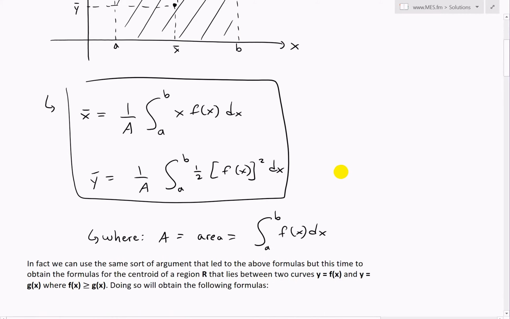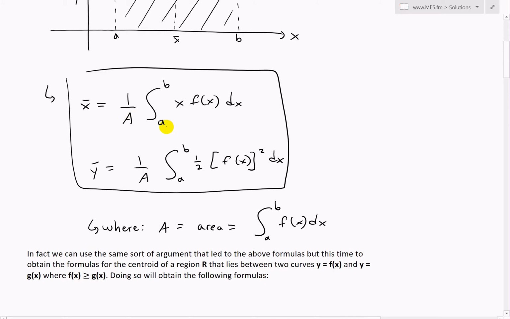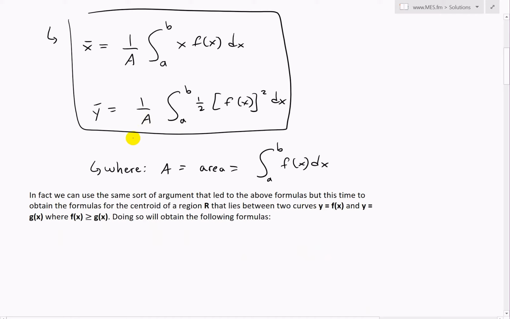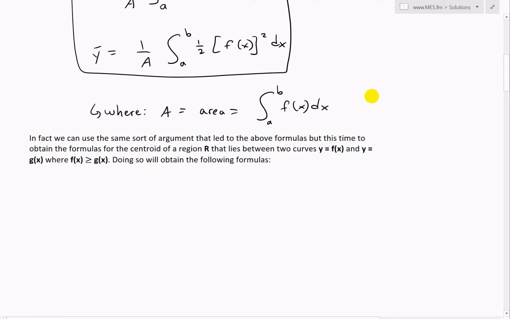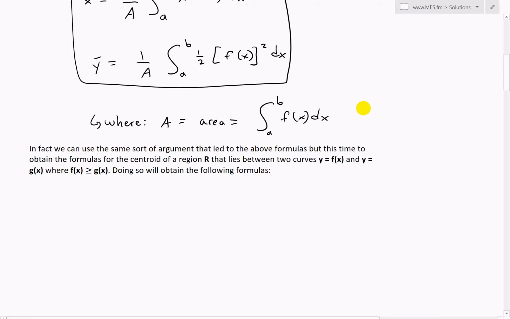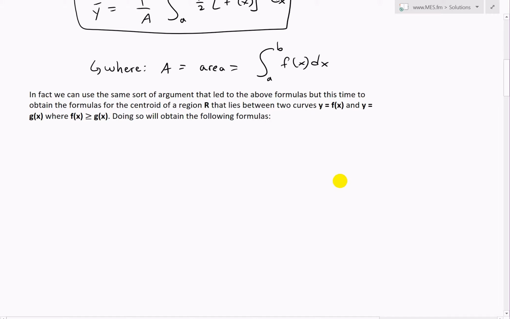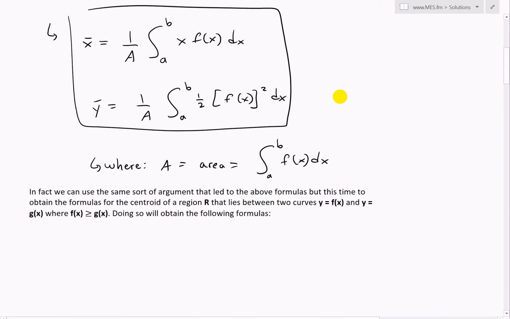The formulas I derived were these right here: x-bar equals 1 over A times the integral from a to b of x f of x dx, and the y coordinate of the center of mass is y-bar equals 1 over A times the integral from a to b of 1/2 times f of x squared dx, where A is the area of the region, which you could write as the integral from a to b of f of x dx.